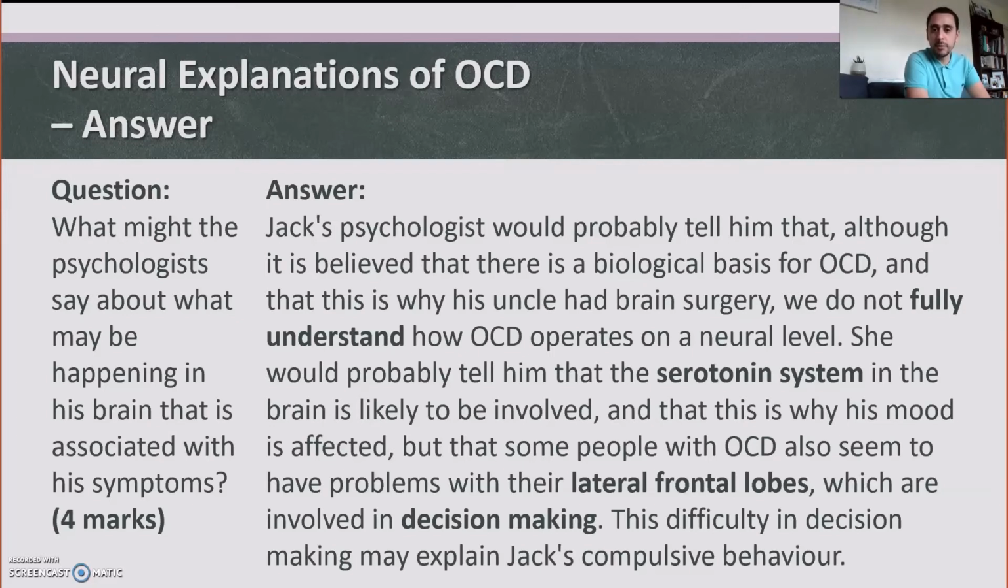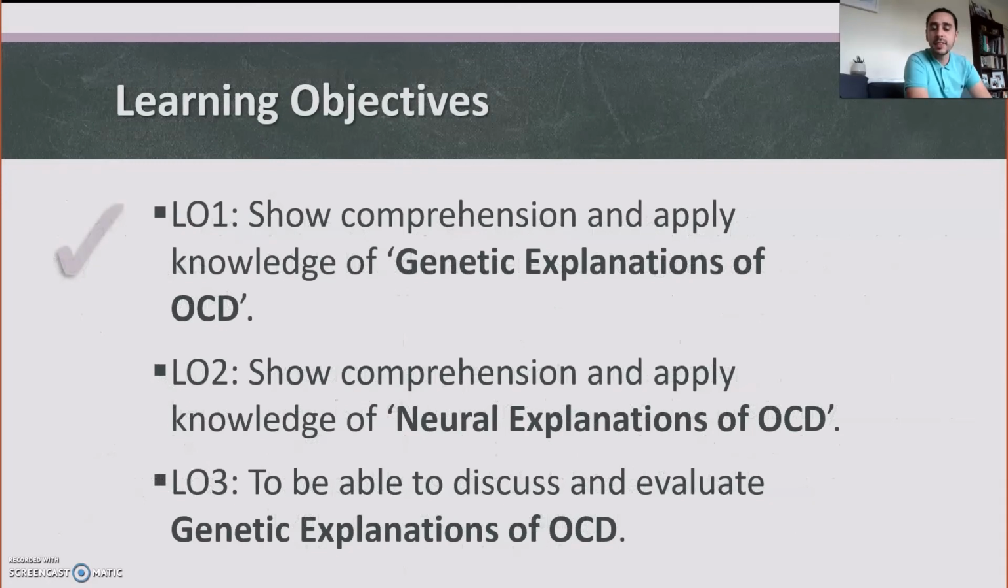She would probably tell him that the serotonin system in the brain is likely to be involved and that this is why his mood is affected, but that some people with OCD also seem to have problems with their lateral frontal lobes, which are involved in decision making, and the left parahippocampal gyrus. This difficulty in decision making may explain Jack's compulsive behavior. And that's learning objective 2, neural explanations for OCD.